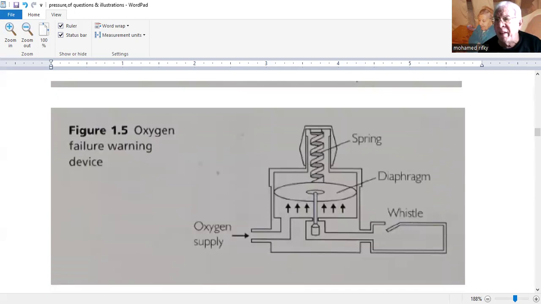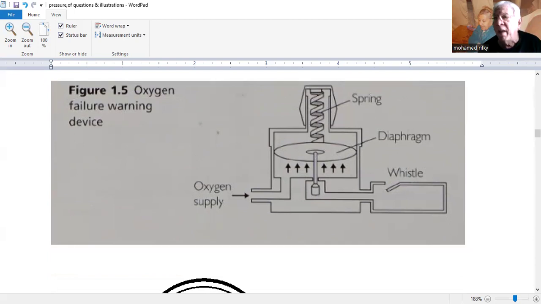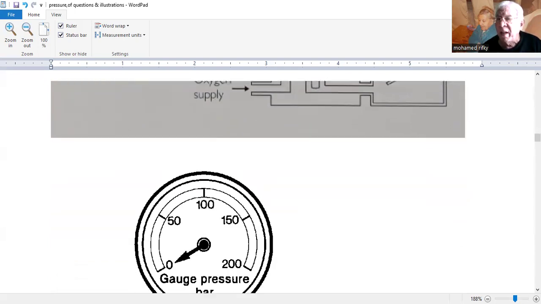This is the utilization of the decrease in the pressure of oxygen in the anesthetic machine, where the diaphragm will descend definitely because the force acting by the spring will be more than the one acting downwards. This will cause movement of the rod, opening the opening, as you can see, whenever the rod descends, and it will create a whistling. Sometimes, in the old machines, they used to hear a whistling whenever the pressure decreased.